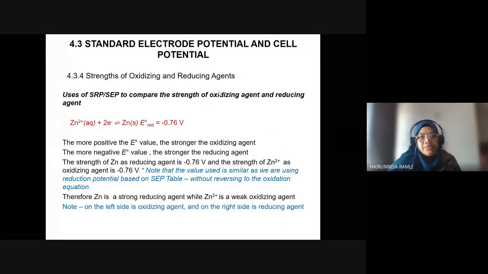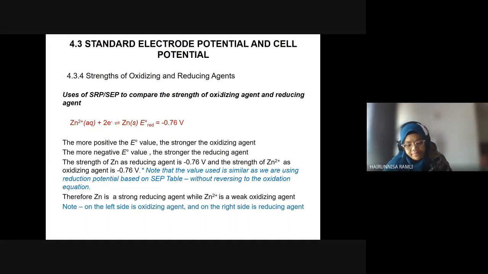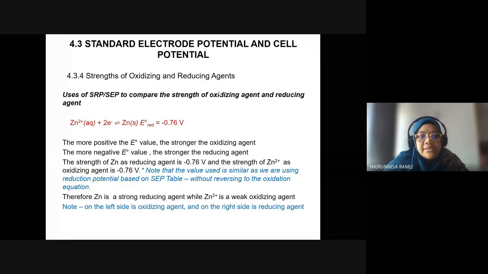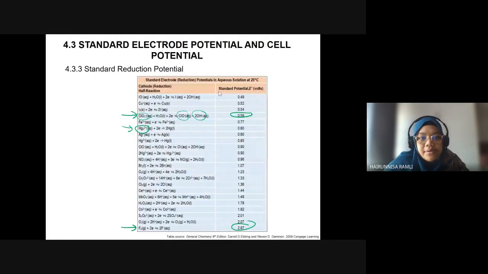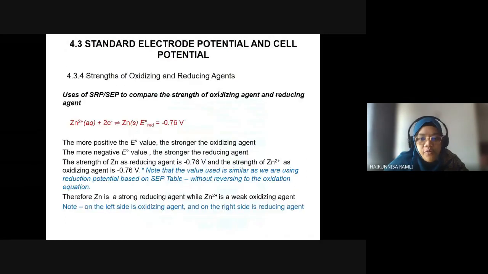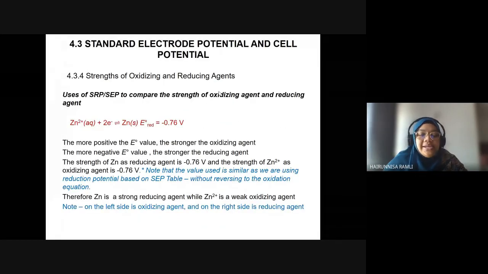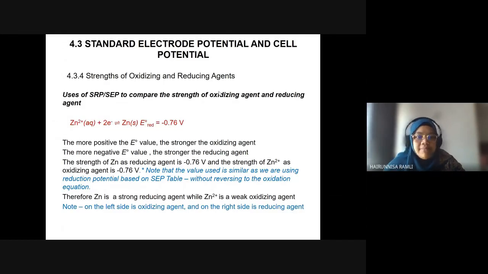Okay, so now we move to this, sekarang apa? 11.22, okay. Uses of SRP or SEP, saya sebut SRP lah, reduction, to compare the strength. Okay, saya tak boleh juga mention SRP, kejap. Okay, hopefully semuanya dalam SRP, okay semua SRP. So saya guna SRP lah. Bila saya mention SRP means that elektron mesti berada dekat sebelah sini ya. Okay. So uses of SRP to compare the strength of oxidizing agent and reducing agent.